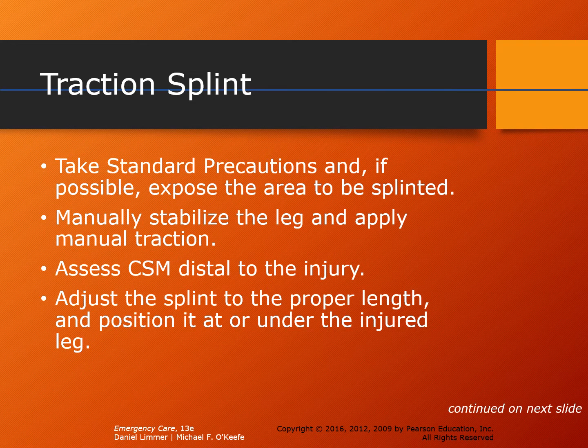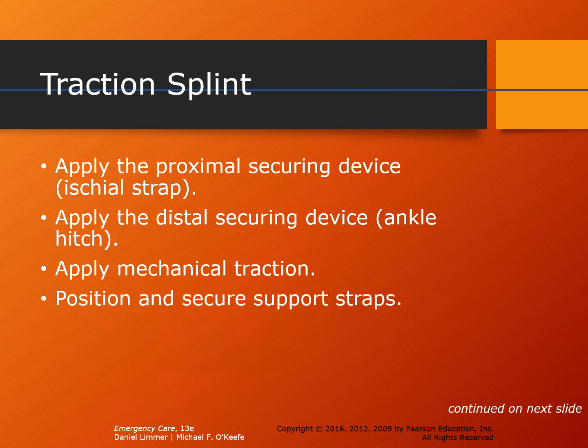Okay. Assess CSM distal to the injury, and then adjust your splint to the proper length on the uninjured leg. Then position it under the injured side. You're going to apply the proximal securing device, then the distal securing device, apply manual traction, and then the other straps will go in place.